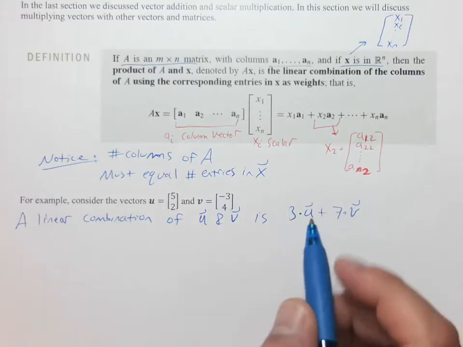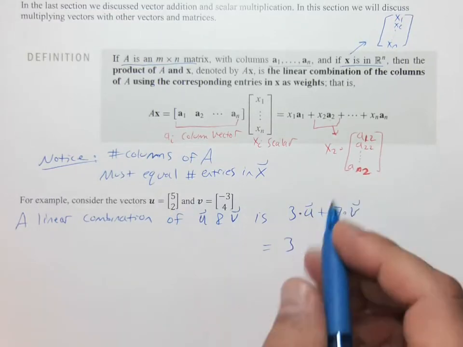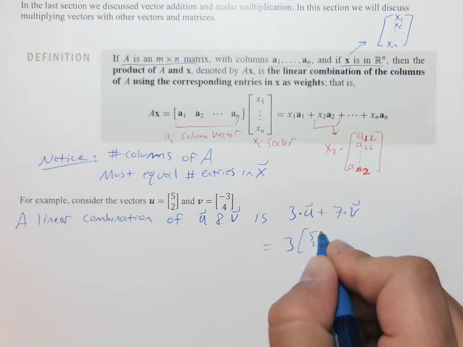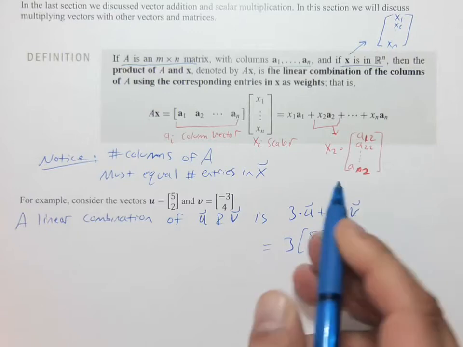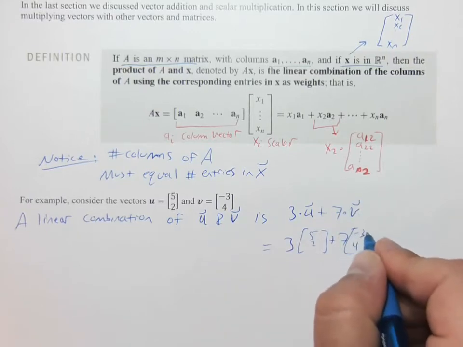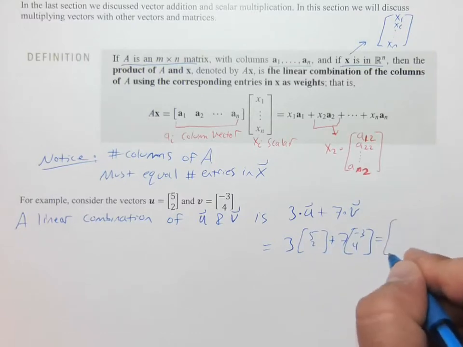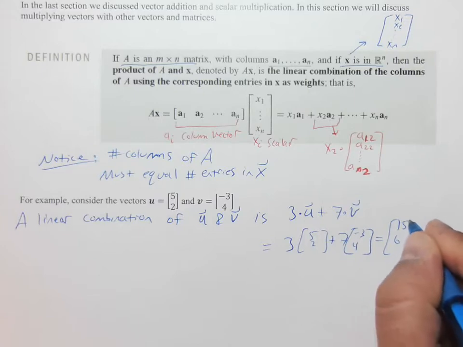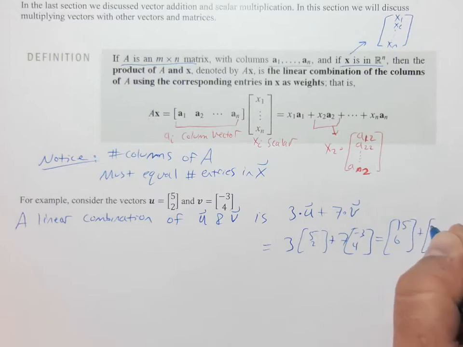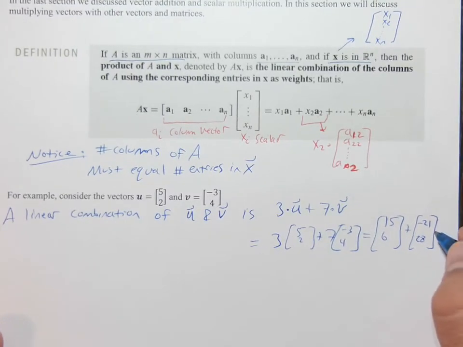And so that would look like 3 times this vector, 5, 2, plus 7 times this vector, minus 3, 4. And as we learned in the last section, each one of these entries gets multiplied by 3, each one of these entries gets multiplied by 7, and then we add them together, right? And so this ends up being 15, 6, plus minus 21, 28. And then we just add the corresponding entries to get our final answer of minus 6, 34.